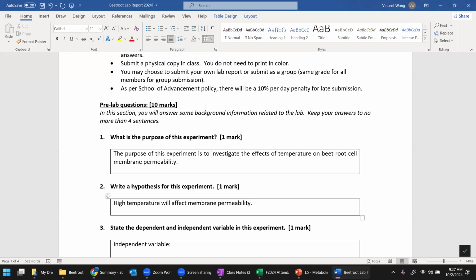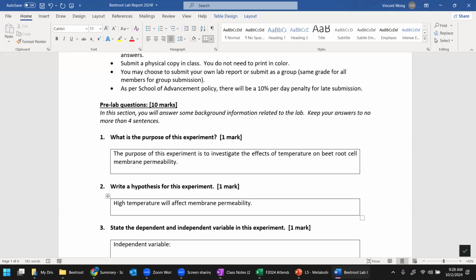Well, I mean, part of it is to predict the result though, right? So it's not so much that, but good try. Saying how it will affect. That's right. Yeah. So it doesn't really predict how, right? Like, does higher temperature increase the membrane permeability? Does it decrease the membrane permeability? So you need to state that when you write the hypothesis. You guys understand that? Okay.